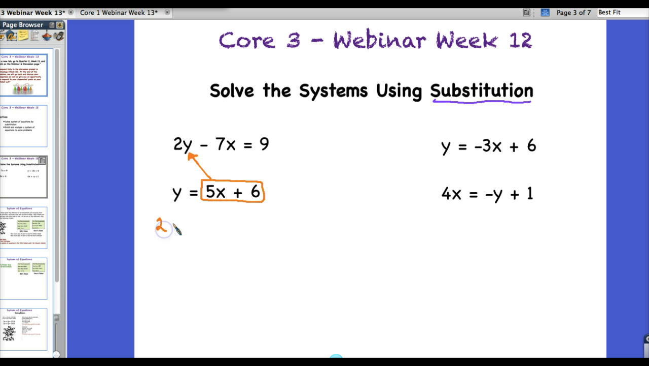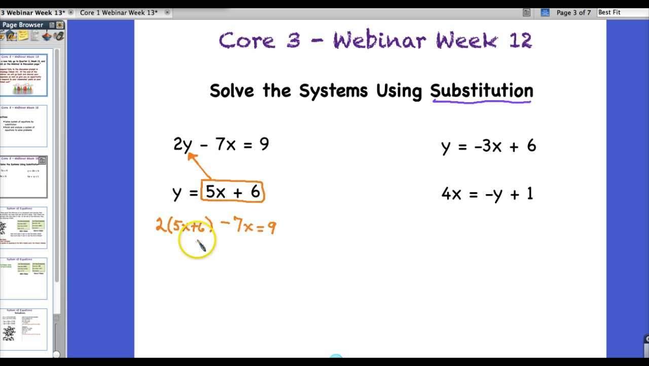So we've got 2 here. I'm going to leave the 2 there, but now instead of y, and I'm going to use parentheses because I'm going to put this whole expression in here, 5x plus 6. Okay, so that is now going where the y is. And then I'm going to leave everything else the same, right? So what did I do? I substituted. I substituted the 5x plus 6 in place of the y is all I did.